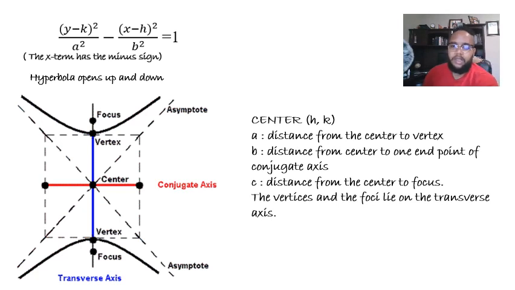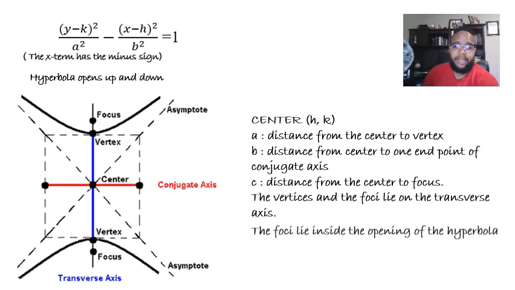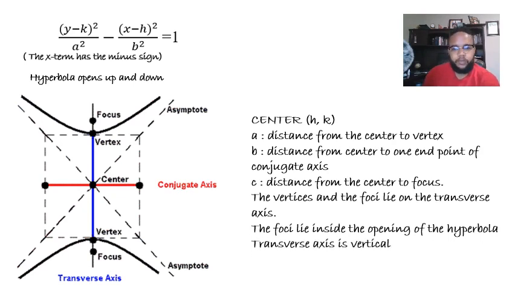The vertices and the foci lie on the transverse axis. The foci lie inside the opening of the hyperbola. The transverse axis is vertical in this case because it's y first, but a squared plus b squared still equals c squared. So as you can see, if you press rewind and go back, you'll see that everything is the same, except now your vertex and your focus are vertical and it opens up and down.